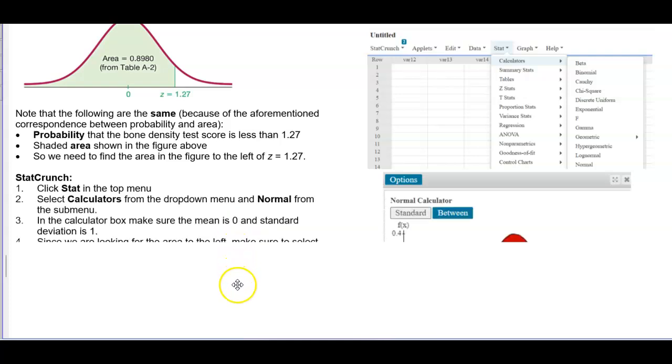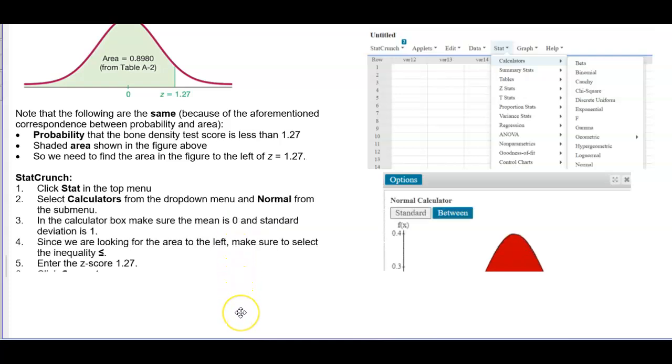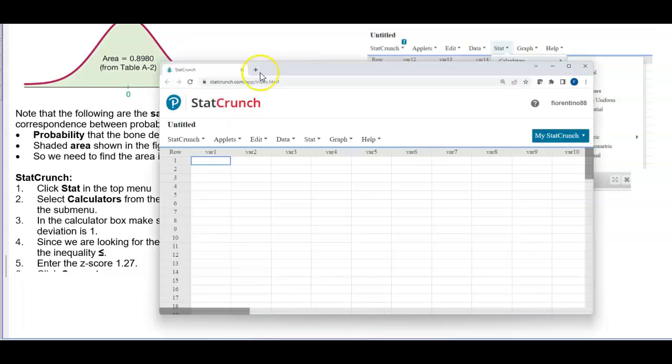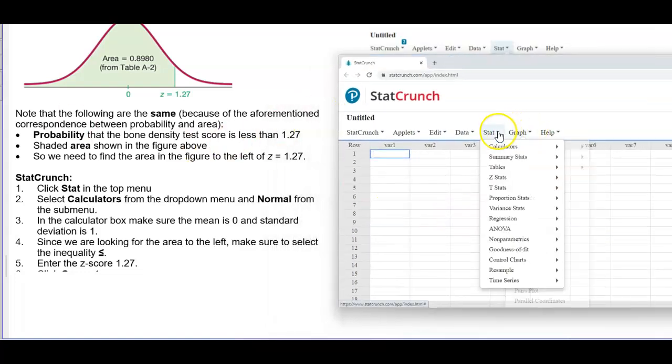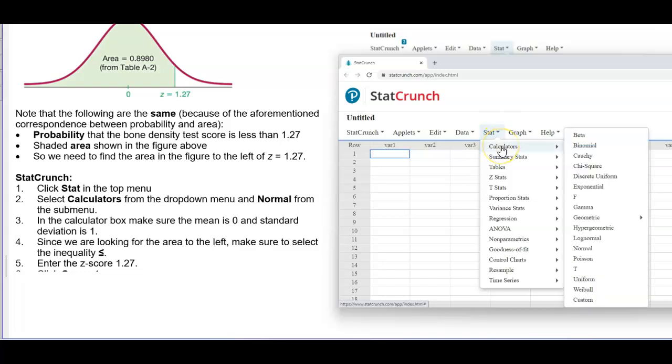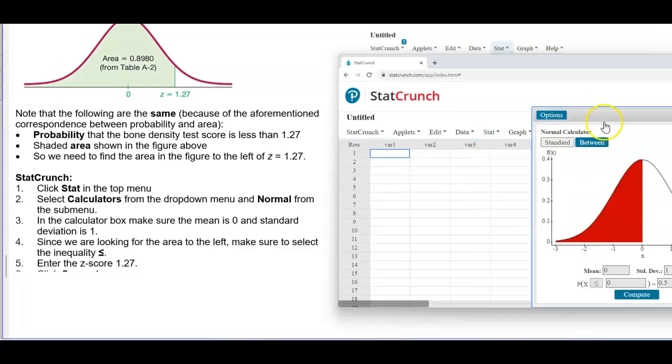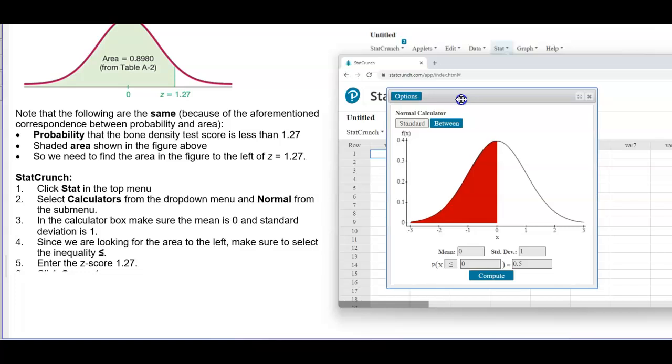So here are the instructions on StatCrunch. Okay, so we're going to open up StatCrunch, and it says we're going to click Stat at the top of the menu, and then we're going to go to Calculators, and then from the drop-down menu, we're going to select Normal, since we're looking at the normal distribution. So here you can see what this graph looks like.